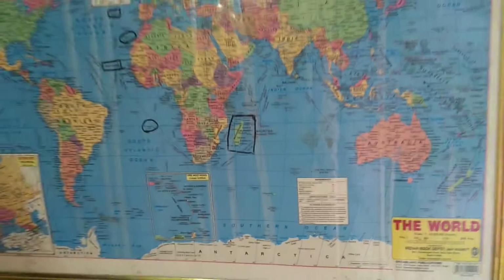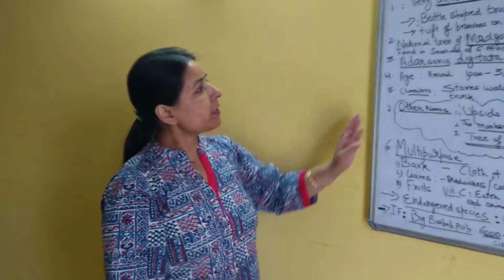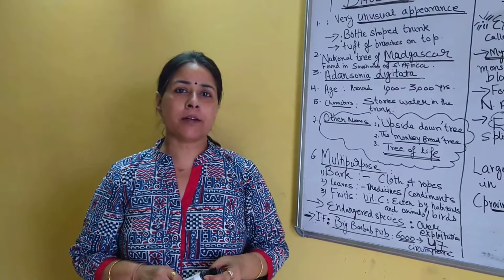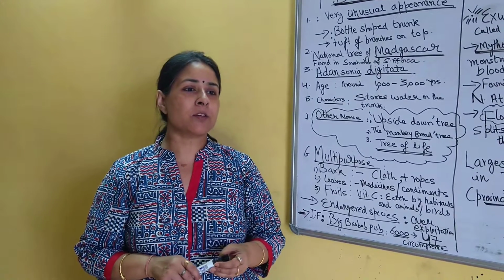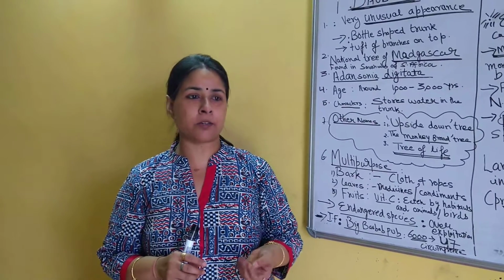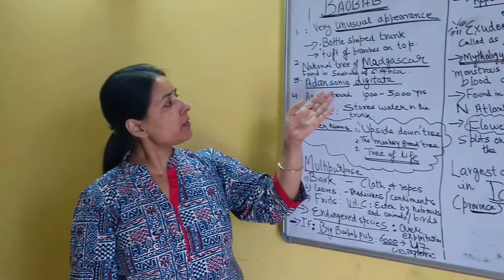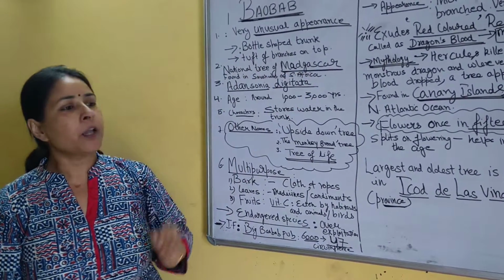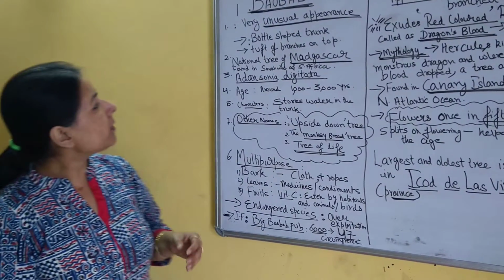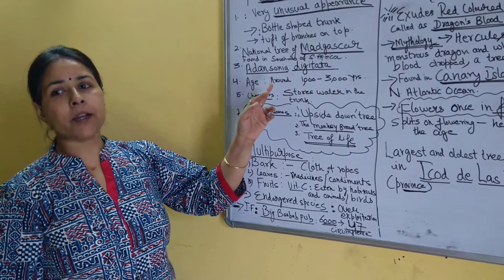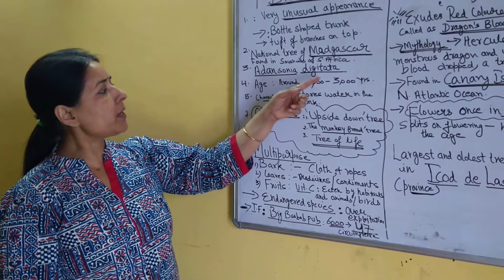A tree which is very unusual in appearance and the national tree of Madagascar, and it is also found in the savannas of South Africa. South Africa is a country in the African continent, and savannas are the areas which have grasses and very few trees. So this tree is present in the savannas of South Africa, and it is the national tree of Madagascar. Now coming to its botanical name, the name is Adansonia digitata. Botanical name or the scientific name of this tree is Adansonia digitata.